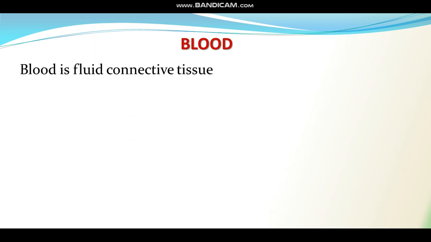Blood is a fluid connective tissue. The word fluid here means anything that can flow. So blood is a tissue because it consists of different kinds of cells along with the ground matrix called plasma.